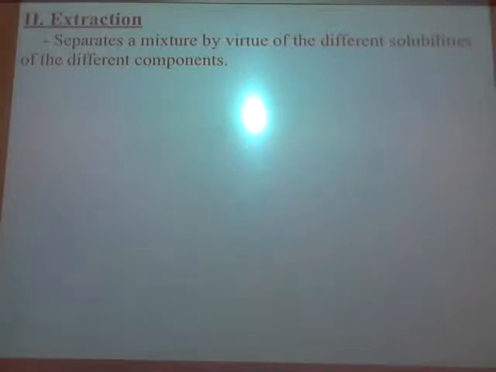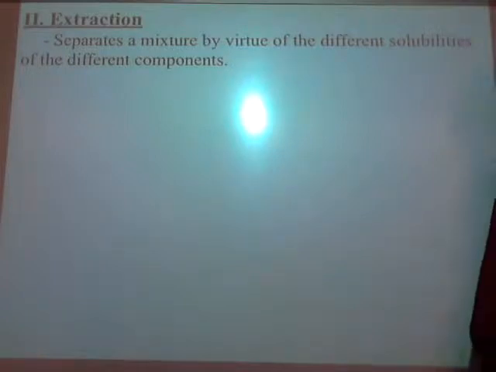All right, turn that light off. Basically, a theory first. What is an extraction? Well, it separates a mixture by virtue of the different solubilities, as you'd expect. And solubility is dependent on polarity.